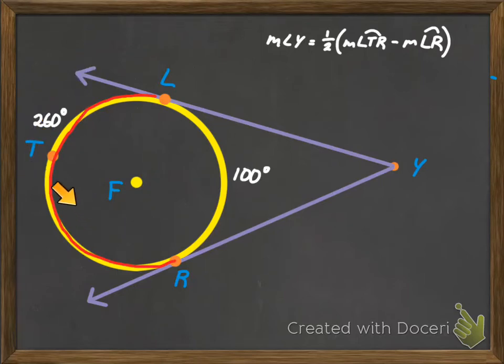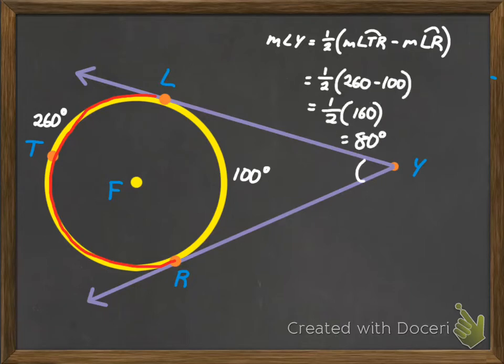If I have major arc LTR, and minor arc LR, and I'm just assigning some numbers here, let's say the minor arc is 100 degrees, then the major arc has to be 260 degrees, because I know the whole circle is 360. So let's use that formula to figure out what angle Y would be. One half of 260 minus 100 is one half of 160, so the measure of angle Y is actually 80 degrees.